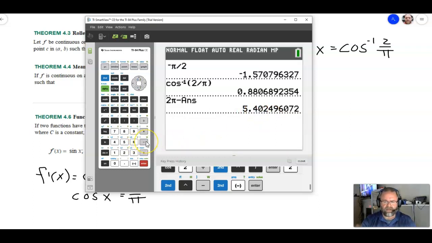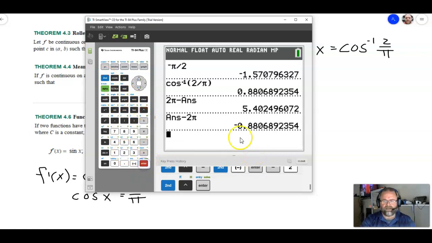But remember, I can find the coterminal angles by subtracting 2 pi. So I can do minus 2 pi, and I get negative 0.88. And that is in my range from negative 1.57 to positive 1.57. So far I have two angles. It's going to be 0.88 and negative 0.88. So those will be my two solutions.